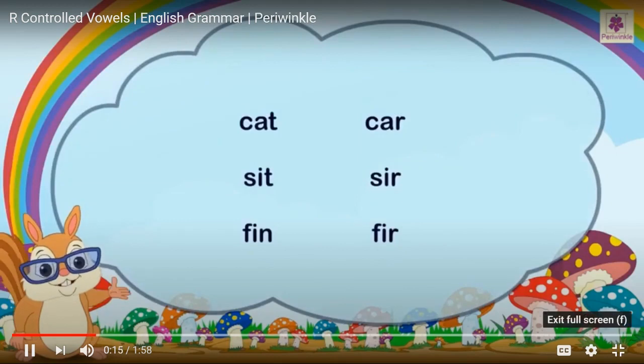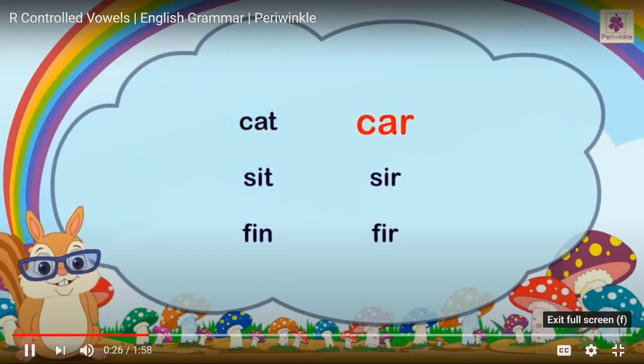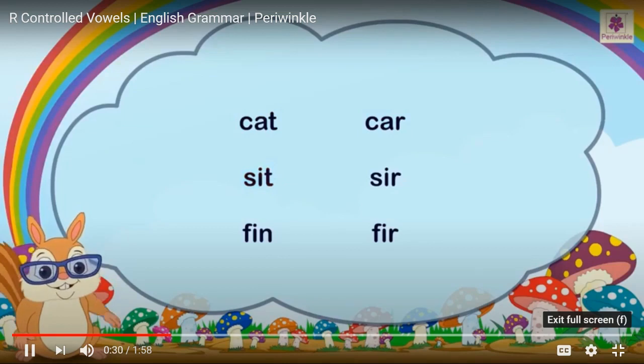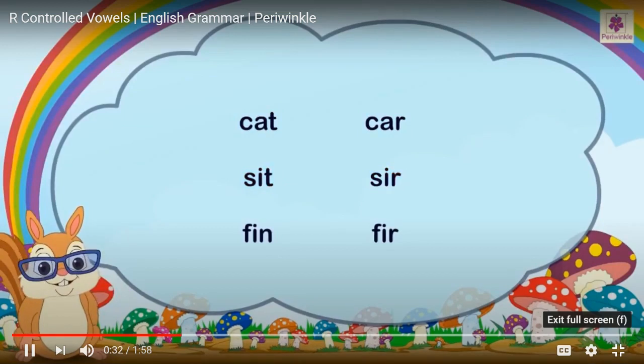Hear these words carefully and find the difference in phonics in each set. Cat, car, sit, sir, fin, fur.